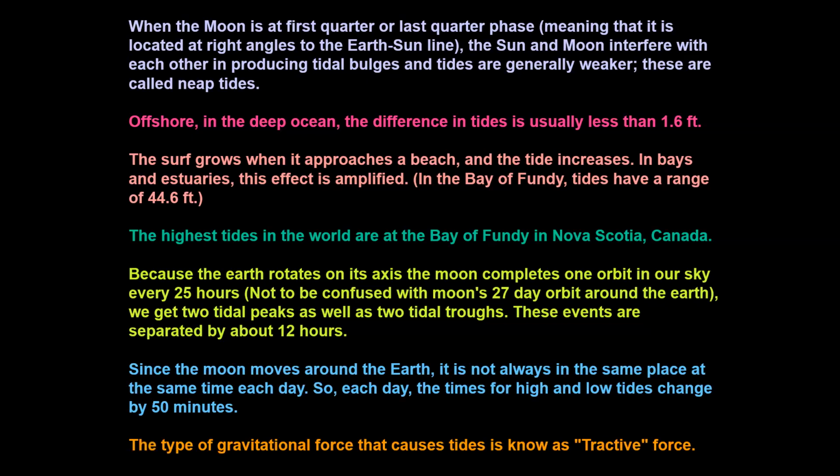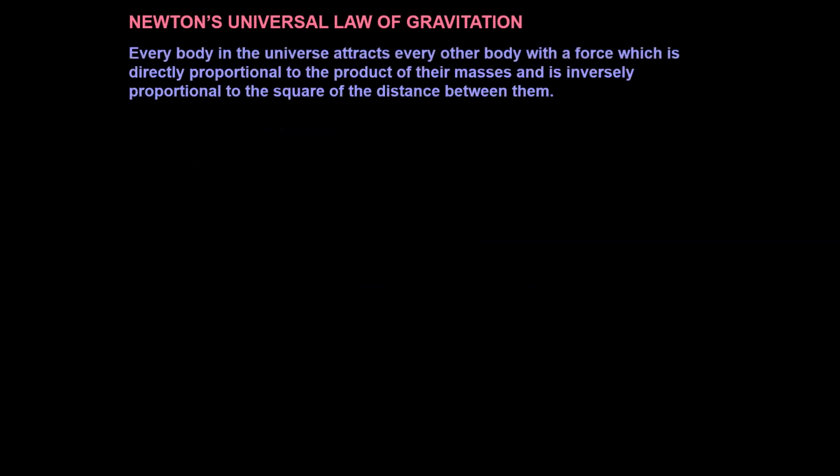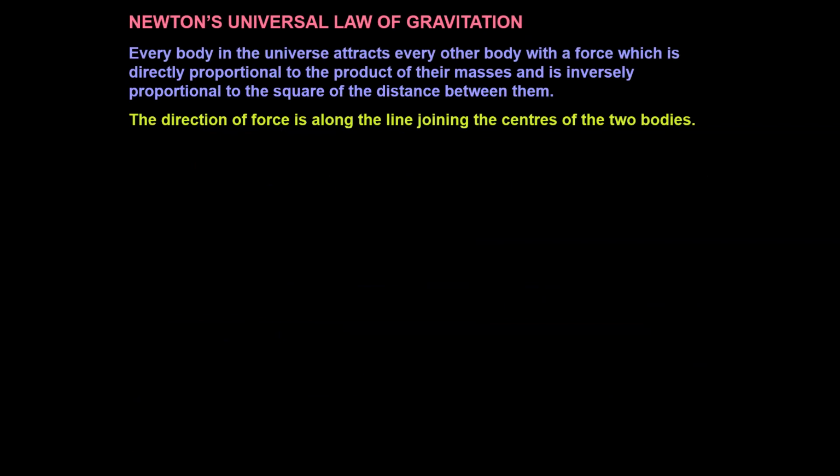The type of gravitational force that causes this is Newton's law of gravitation. Every body in the universe attracts every other body with a force which is directly proportional to the product of their masses and inversely proportional to the square of the distance between them. The direction of force is along the line joining the centers of the 2 bodies. These are all we have seen: M1, M2, and the distance R.